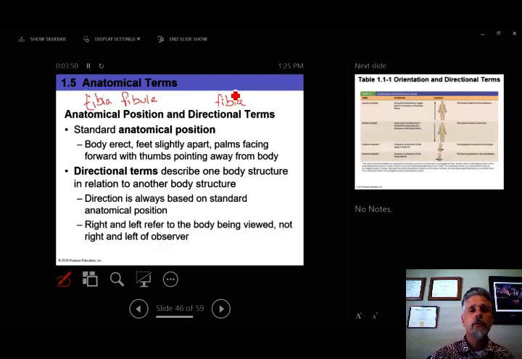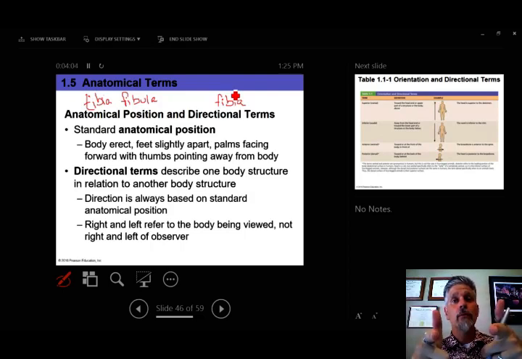And here's another critical aspect as you get into it. Remember that as a healthcare provider, it's very important that you are thinking of your patient all the time. So if you're talking about right and left, you're always talking about the right and left of your patient.